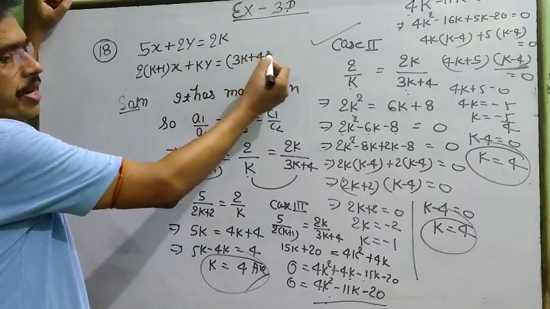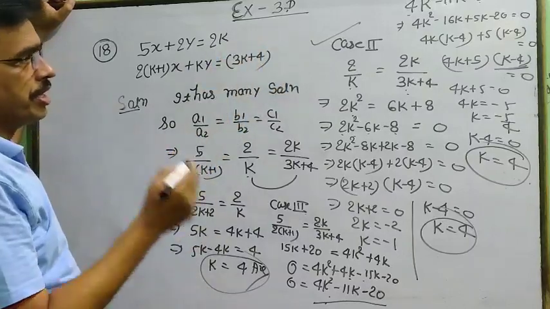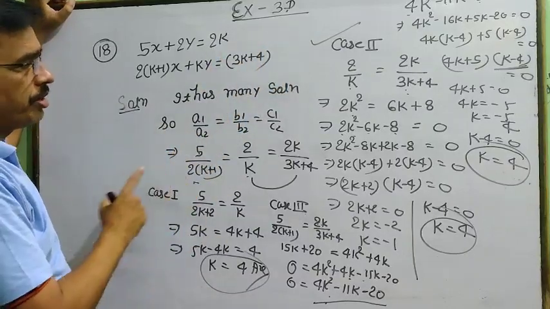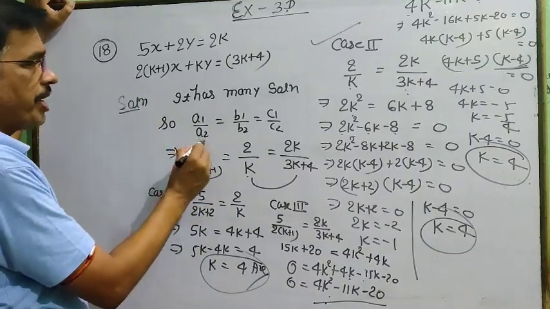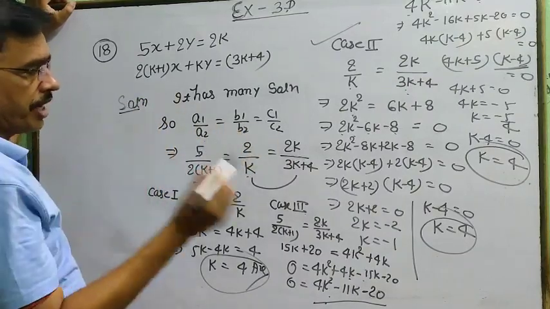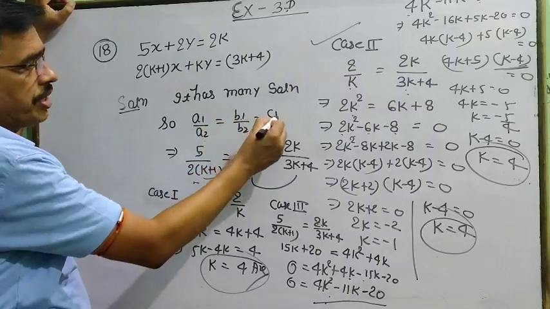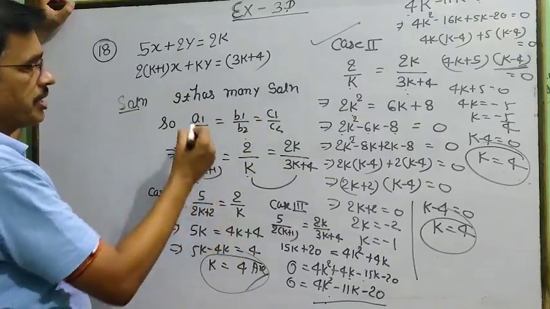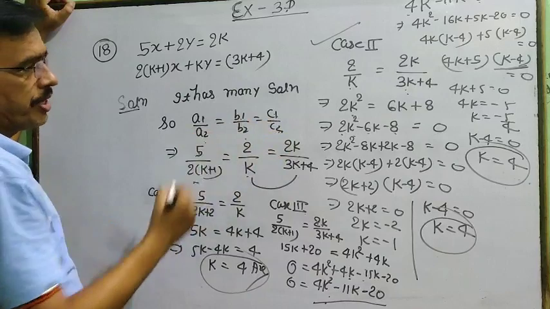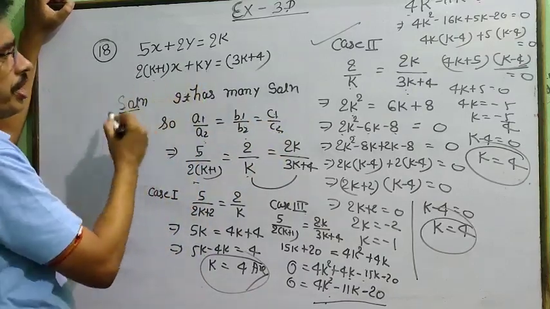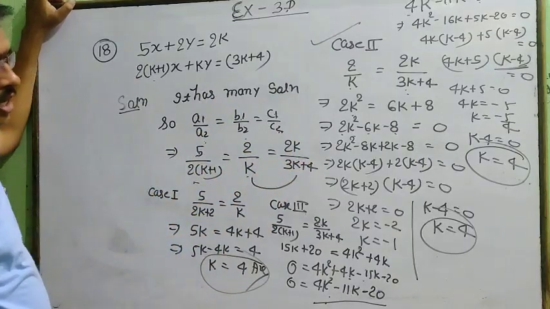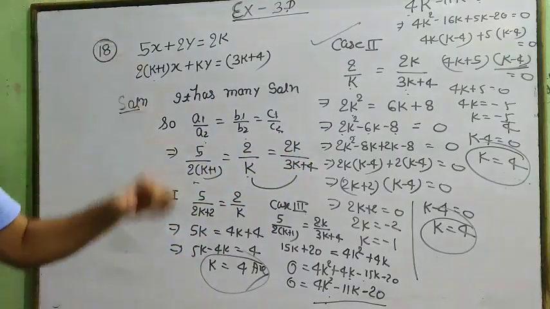If the condition is given as infinitely many solutions, then you solve the question by three cases. First case, a1 by a2 is equal to b1 by b2. Second case, b1 by b2 is equal to c1 by c2. And third case, a1 by a2 is equal to c1 by c2. Here k is the variable term and it has only one term, so try to solve by three cases.